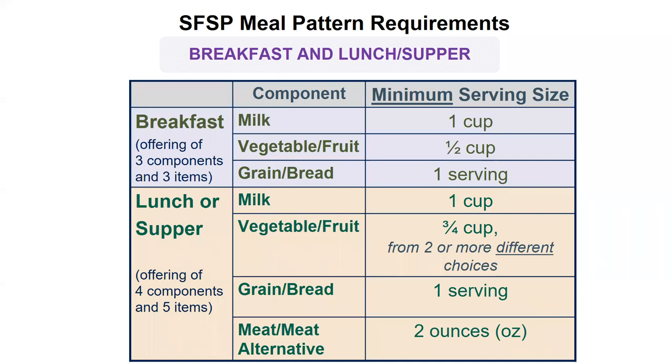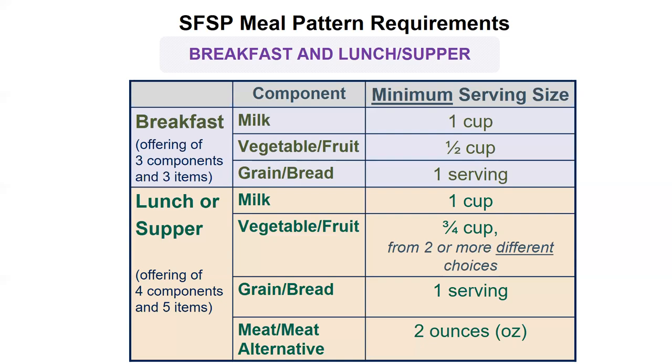For lunch or supper, you're going to be meeting the requirements by offering four separate components and a total of five offerings or five different items. So again, for lunch or supper, you've got to have that one cup minimum offering of milk. You have to have a minimum serving of one bread grain, enriched and or whole grain rich. And then you also have to have a meat alternate component and a minimum of 2 ounces creditable meat alternate.